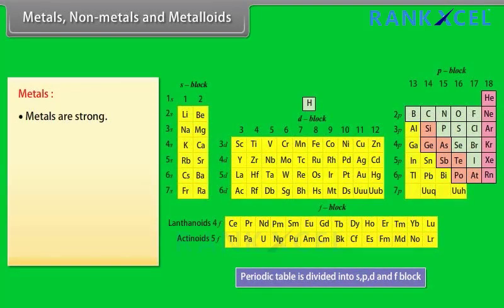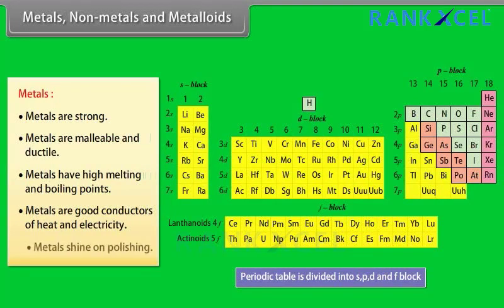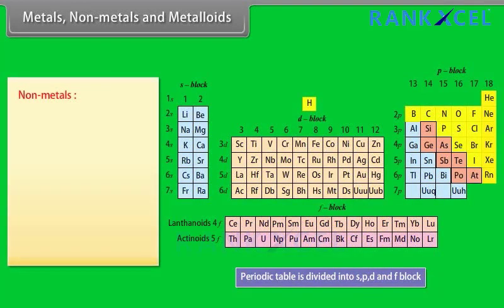Metals are strong. Metals are malleable and ductile. Metals have high melting and boiling points. Metals are good conductors of heat and electricity. Metals shine on polishing. Non-metals.